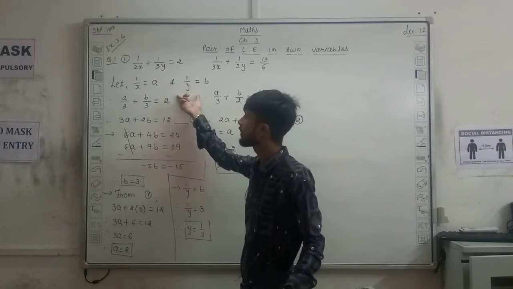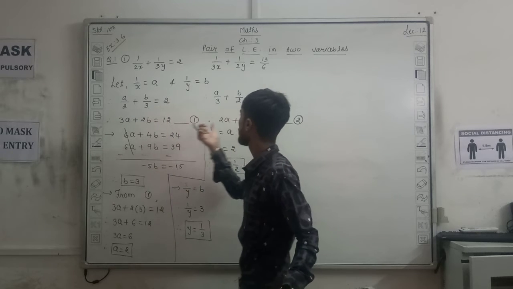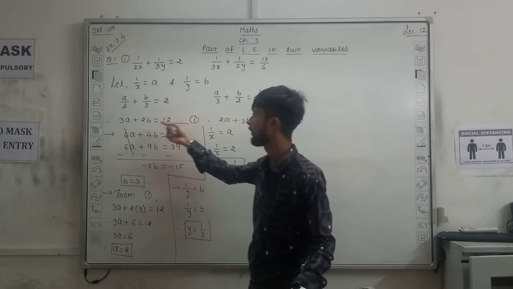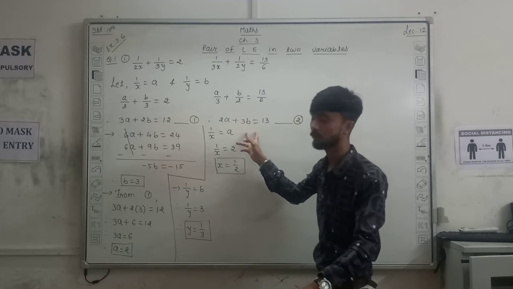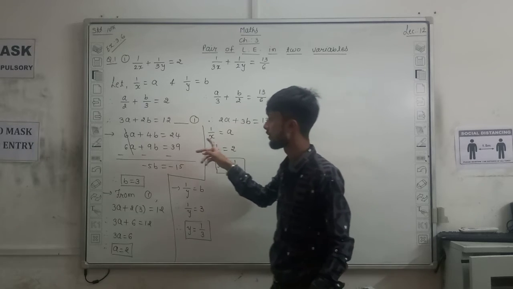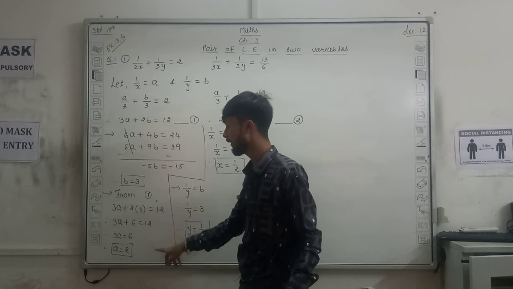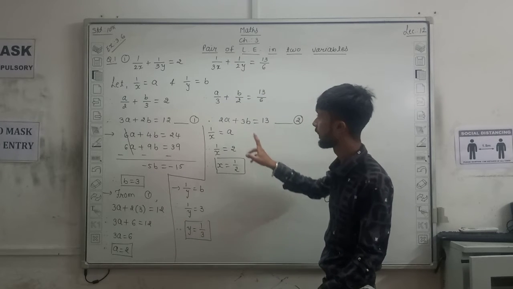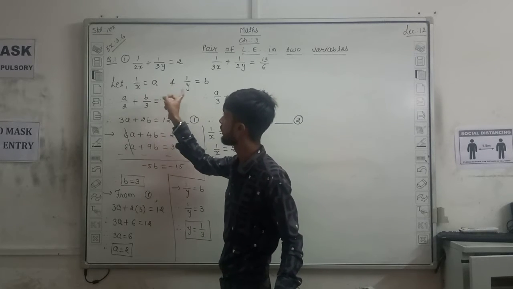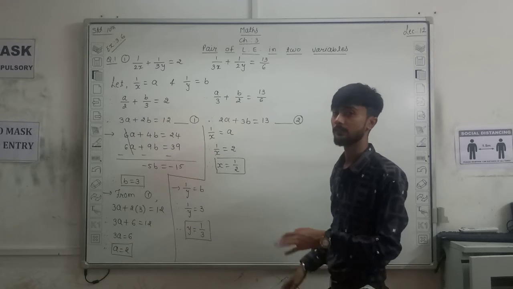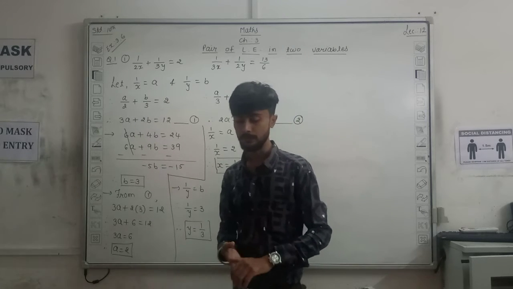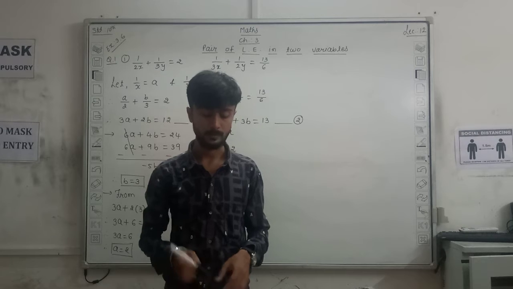Why? Because reduce it to this general form, so we get the value of a and b, because there are two variables a and b. Okay, so by elimination method we get the value of a and b. After put it in our assumption, then we get the value of x and y. Okay, so this type of linear equations you can solve by this method.